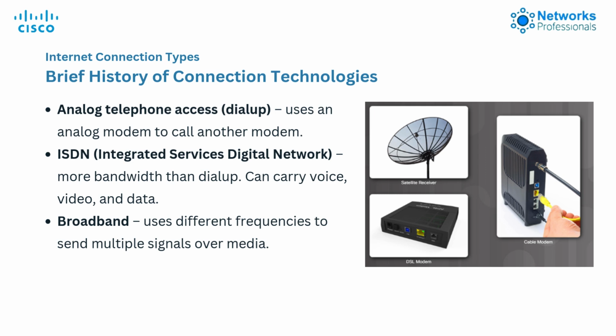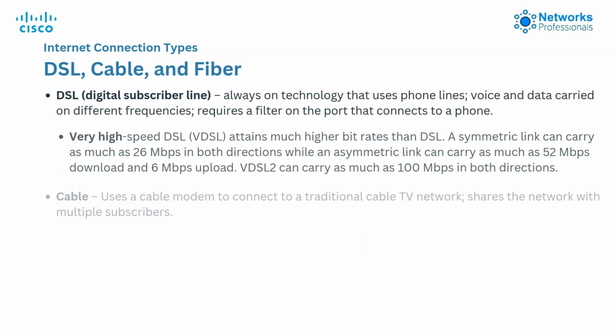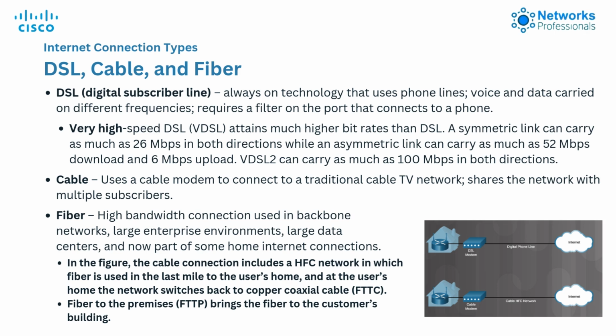Each of these technologies represents different stages in the evolution of Internet access, moving from slow and basic to fast and high-capacity connections. Internet technologies, DSL, cable, and fiber. Modern Internet connections rely on different technologies to deliver fast and reliable service to users. Below is a discussion of three commonly used connection types: DSL, cable, and fiber.